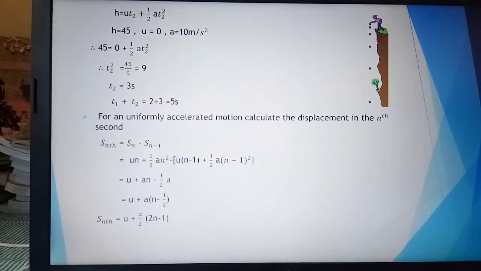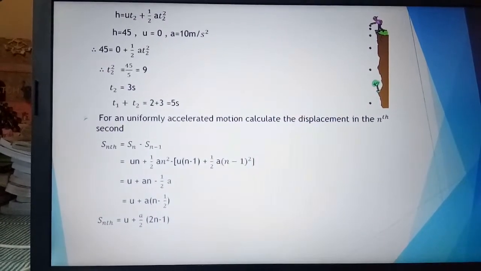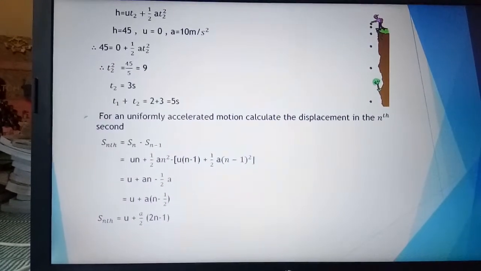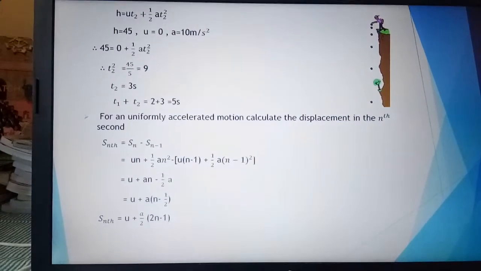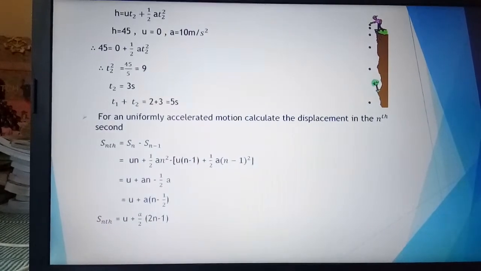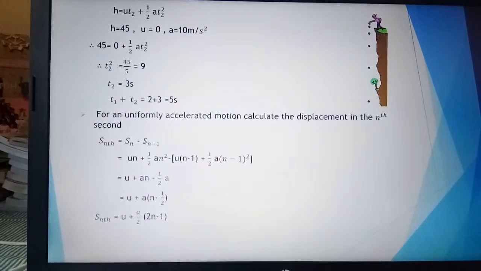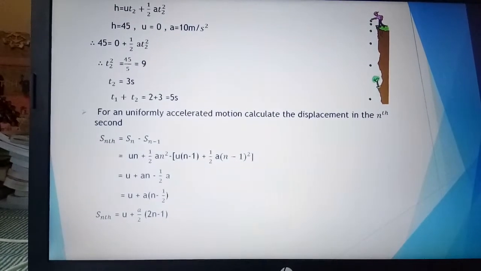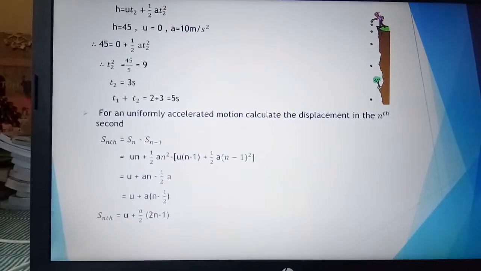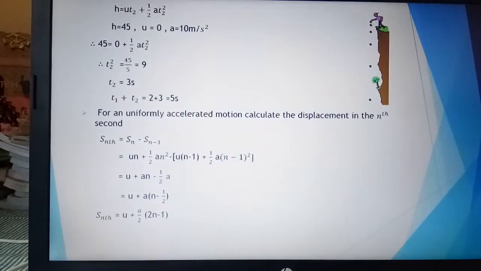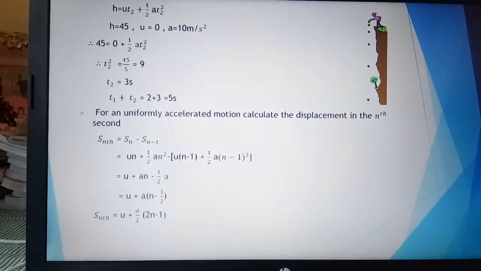This means if you want to calculate the displacement in the nth second, we must know the displacement in n seconds and the displacement in n minus 1 seconds. If you take the difference between them, we get the distance covered in the nth second. For example, suppose I want to calculate the distance in the 8th second, then I should know the total displacement covered in 8 seconds, and the total displacement in 7 seconds. If I take the difference, we get the displacement in the 8th second.